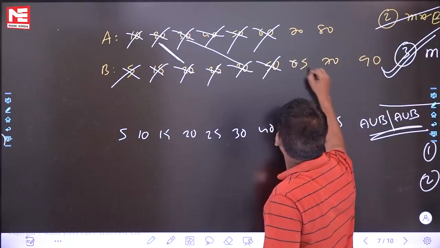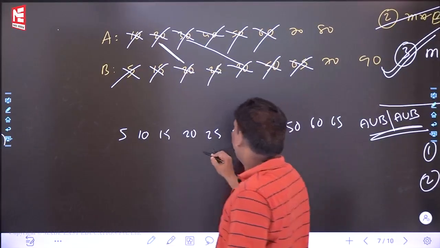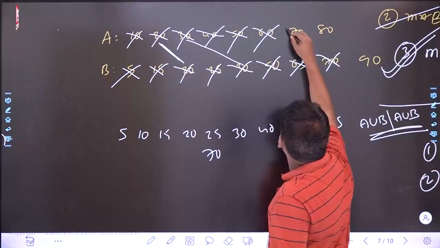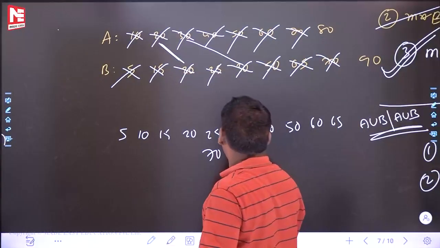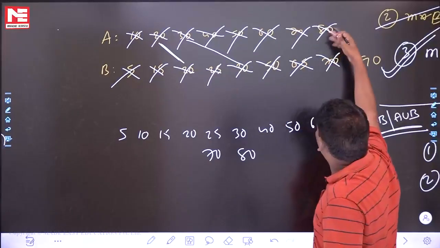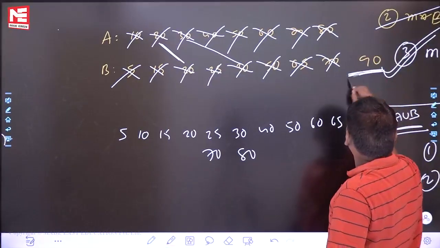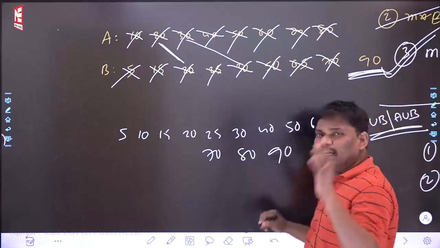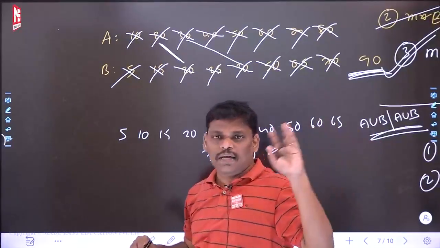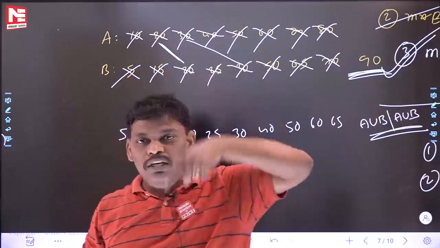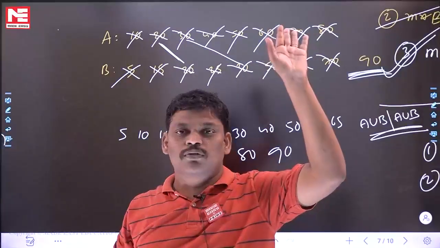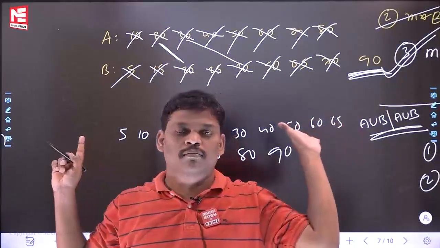70-65, print the smaller one. 70-70, print one time, skip both. Next, 80-90, print the smaller one. Whenever one group is over, copy the remaining group's elements as they are. It is almost exactly the merge algorithm. Where does it differ? When both are equal: merge algorithm prints both, but union prints one.